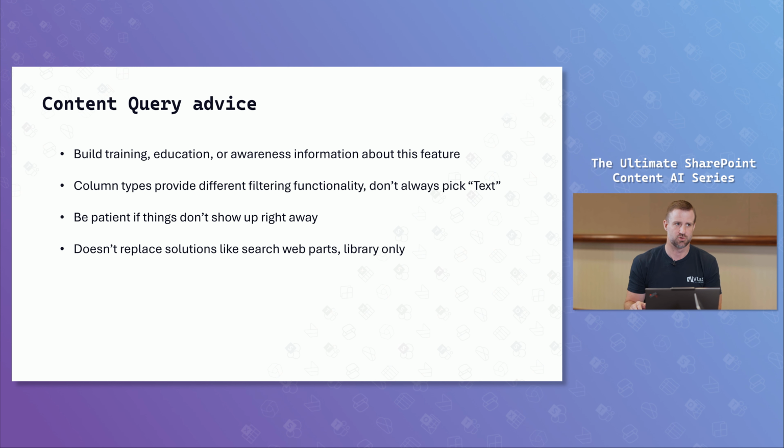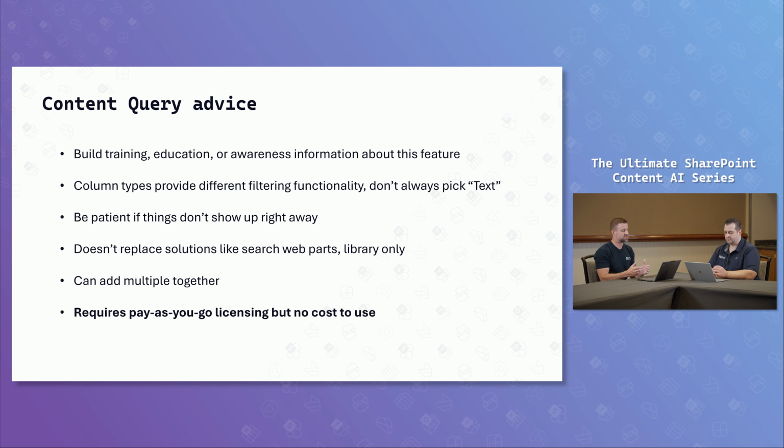This will not replace your search web parts. They'll still have a big play for this. This will be only live in your library. And as I said, you can't add multiple. It'd be good to know that when I select one, I can't select multiple. I could pick a content type and then filter to a date, then filter to an owner. You can't put those all together. As I said, this does use the pay-as-you-go licensing, but there is no cost to this after it's been set up.